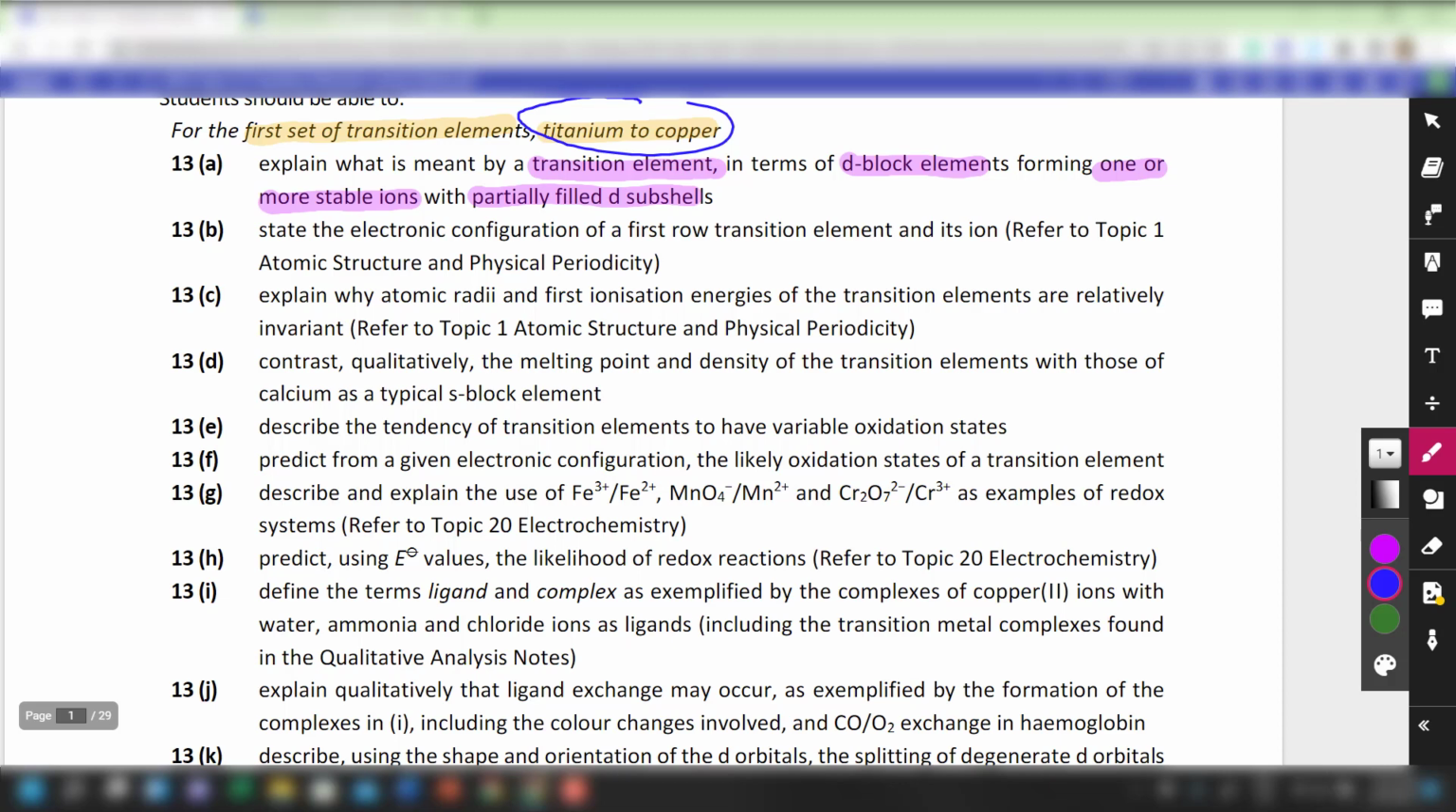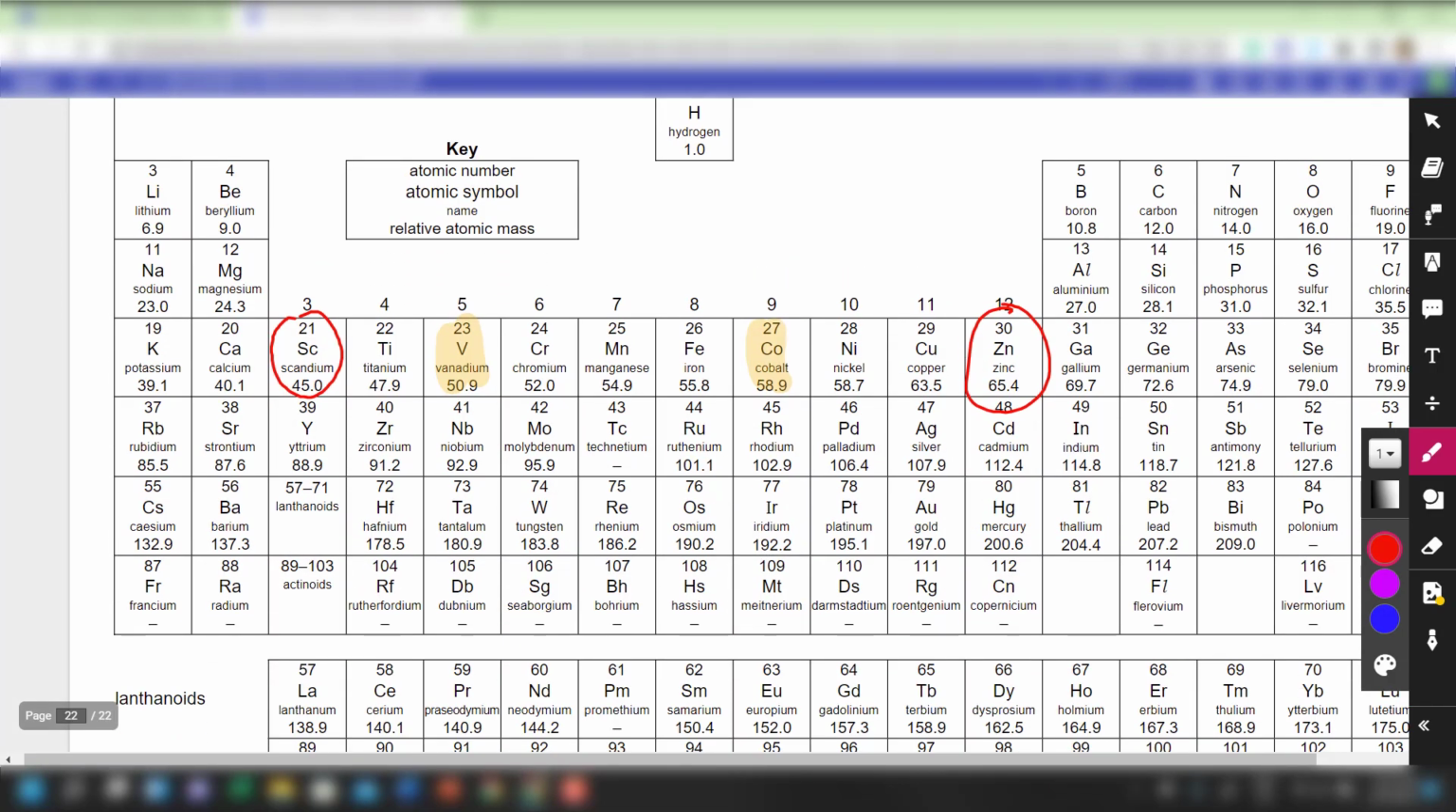Then if I just jump back to the periodic table, you will notice that, or if you can recall, chromium and copper are the special cases in terms of electronic configuration. If you recall, for calcium, it will be argon configuration followed by 4s2, and then scandium will be 3d1 4s2, titanium 3d2 4s2, vanadium 3d3 4s2.